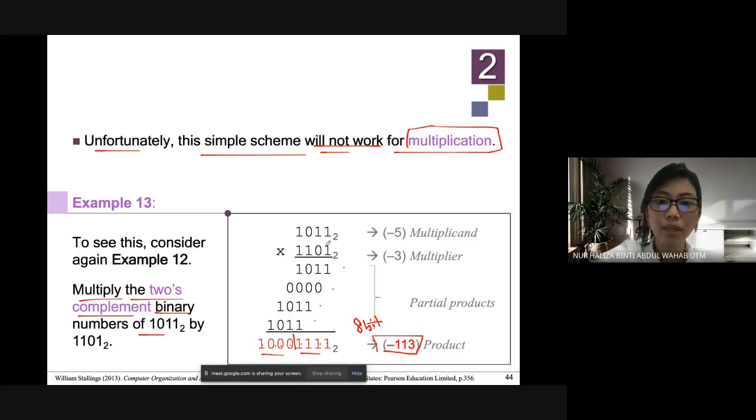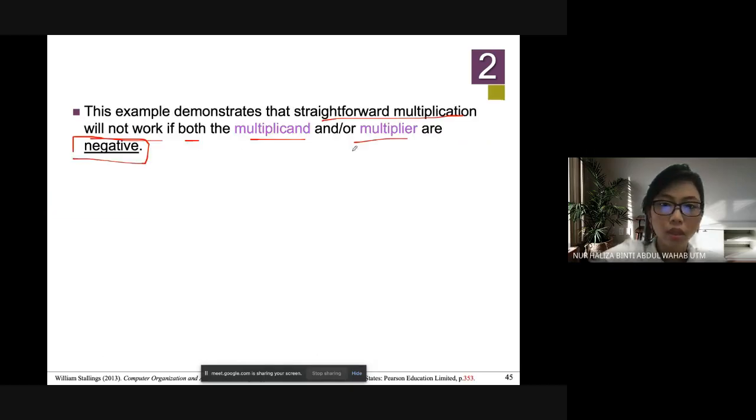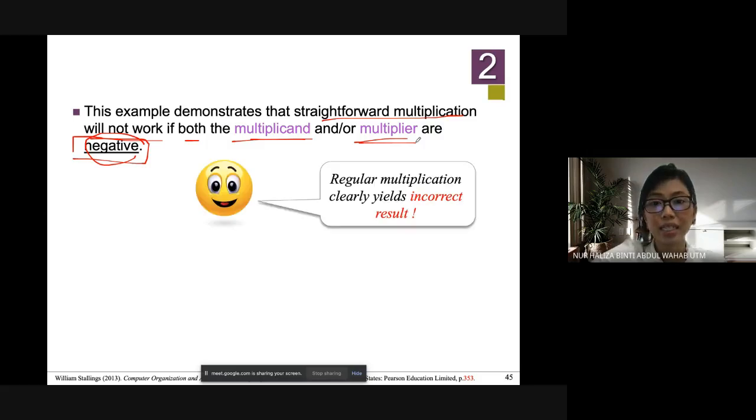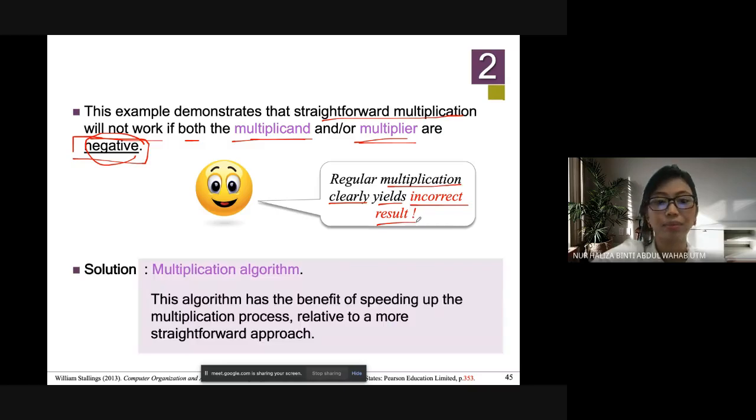So why is your answer wrong here? Why over here is your answer wrong? Because you are multiplying two negative numbers. So it's not going to work for multiplicand and multiplier, so your answer will be wrong. So regular multiplication clearly yields an incorrect result.